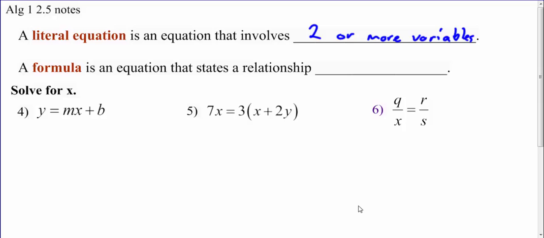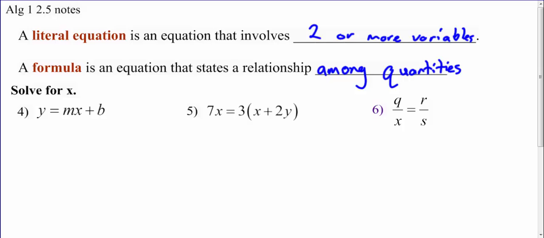Okay, so a literal equation has 2 or more variables. That's what we've been working on. As a matter of fact, the part of section 2.5 that we're working on today will focus exclusively on literal equations. A formula is an equation that states a relationship among variables, or I'm going to write it as among quantities. Now we'll deal more with the formula side of this in a few days. For now, we will just stick with the literal equations.